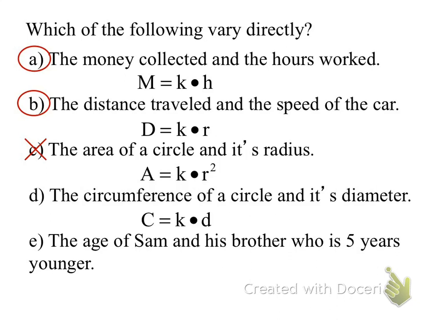What about the age of Sam and his brother in 5 years? What would the equation be? Okay, y for younger brother is equal to s minus 5. Is that how you see our direct variation equations? What is the y-intercept on any direct variation equation? 0. So this has a minus 5, or plus whatever. So that's not a direct variation equation.